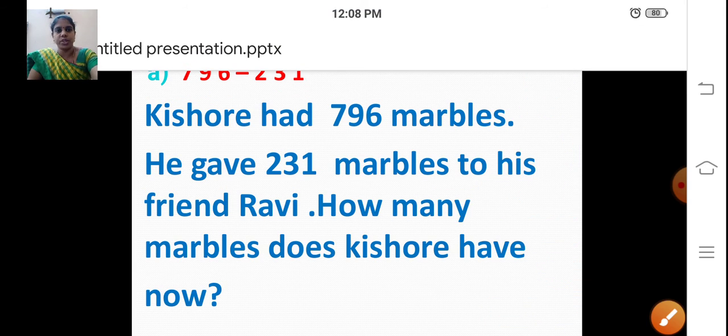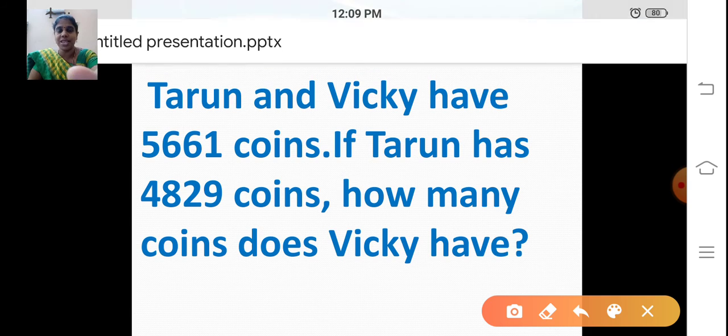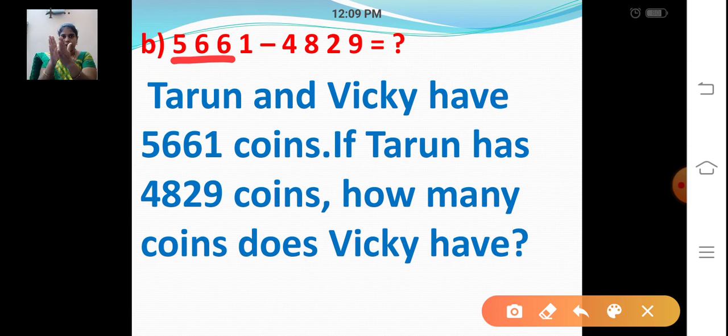Next, we'll move on to the next one. 5,661 minus 4,829. We are going to frame a word problem for this, shall we? Now, both Tarun and Vicky have 5,661 coins. See, Tarun and Vicky altogether have 5,661 coins. So both together, we know how many coins they were having.